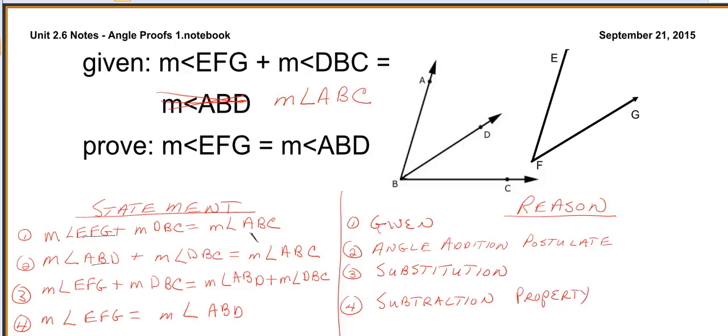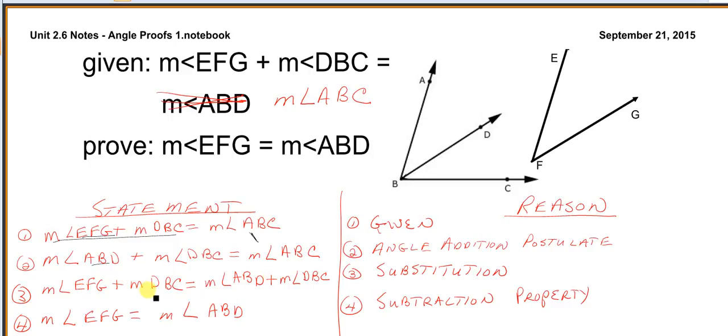So that was my third statement: by using substitution, I took this measure of angle ABC and I substituted this in for it. Then what you can see is when I set those equal to each other, I have the measure of angle EBG plus the measure of angle DBC, that's exactly what I had up here, is equal to the measure of angle ABD plus the measure of angle DBC. So there's my statement there, and that was by substitution.